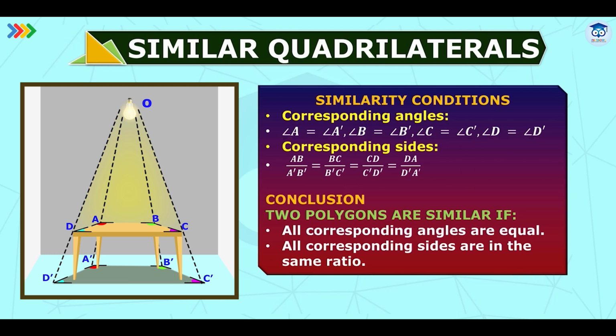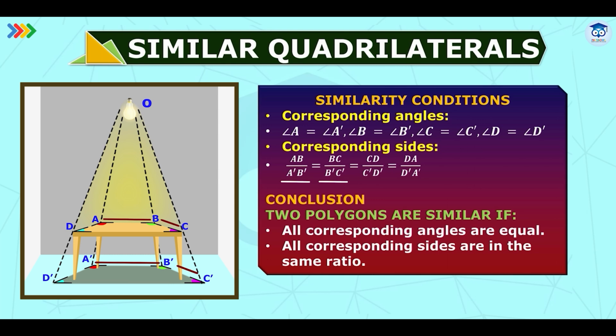Okay, and then the ratios of the corresponding sides are also equal. Corresponding sides' ratios are equal means what? So AB corresponds to A dash B dash, right? So this ratio, AB upon A dash B dash, will be equal to, suppose you are taking BC, right?